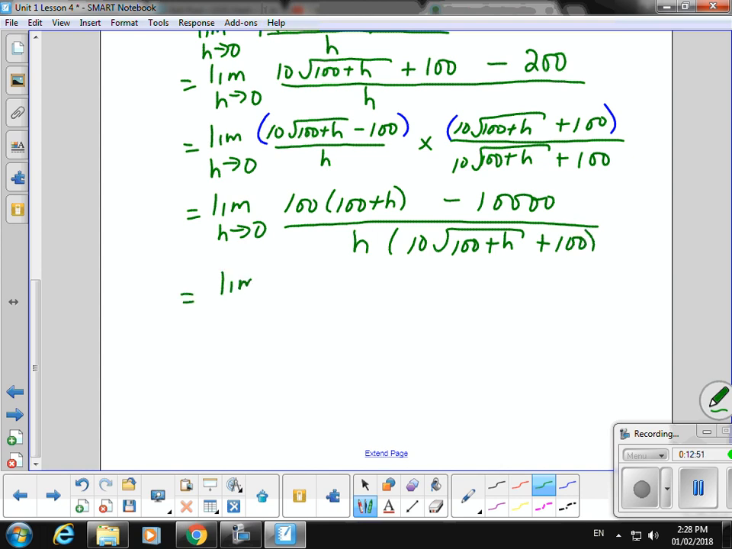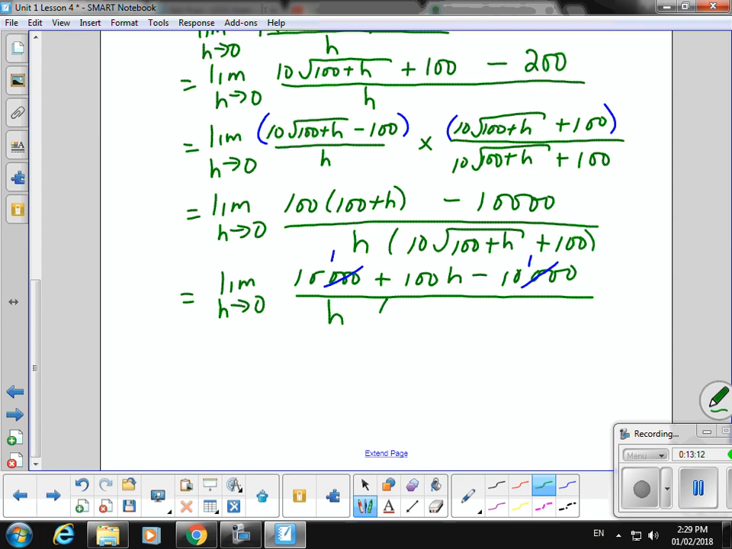Okay, one more, limit as h approaches 0 as we tidy this up. I have 10,000 plus 100h, subtract 10,000. Oh my goodness, they disappear. Crazy. I am left with 100h on the top. I am left with an h on the bottom, times 10 root 100 plus h plus 100. Okay. I have gotten rid of the 10,000s. I am dividing out an h and an h from top to bottom.